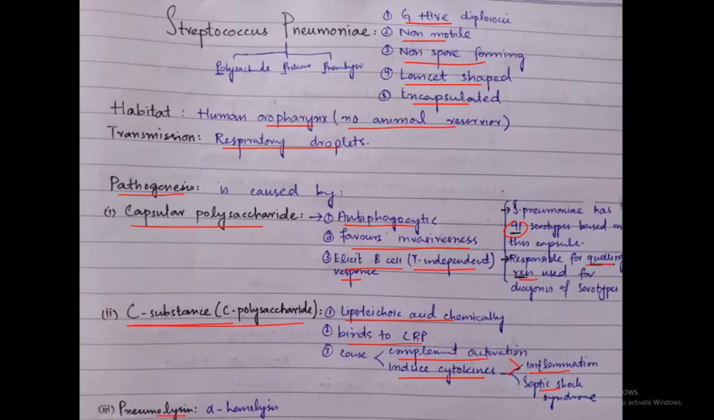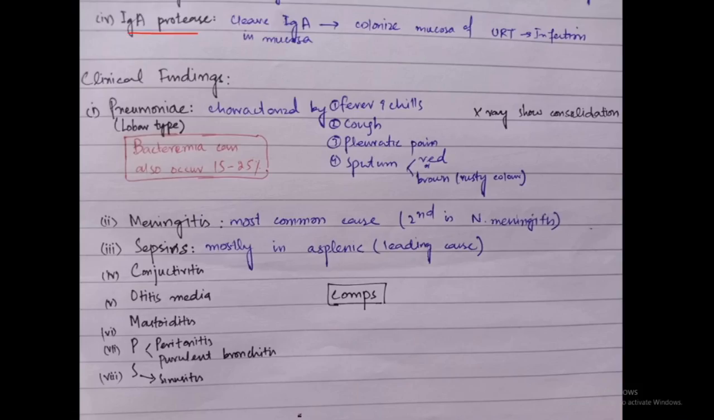Now the third one is pneumolysin, which is responsible for the alpha hemolysis. The fourth one is IgA protease, which cleaves the IgA present on the mucosa of the respiratory tract. And when it cleaves the IgA, it allows the bacteria to colonize the mucosa of the upper respiratory tract and thus cause infections.